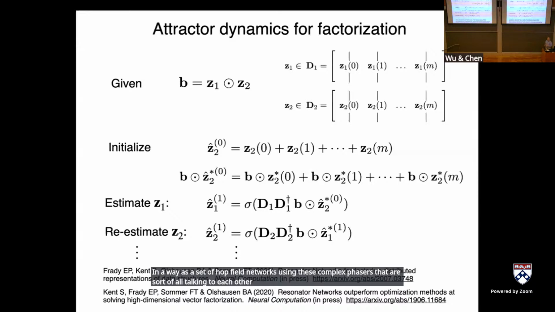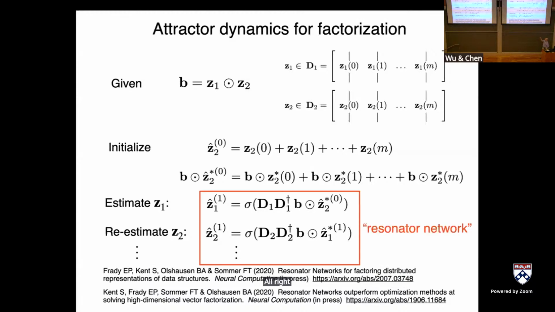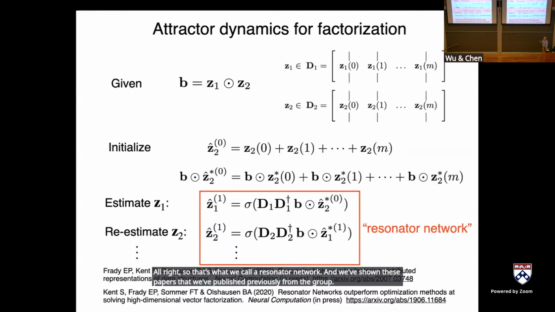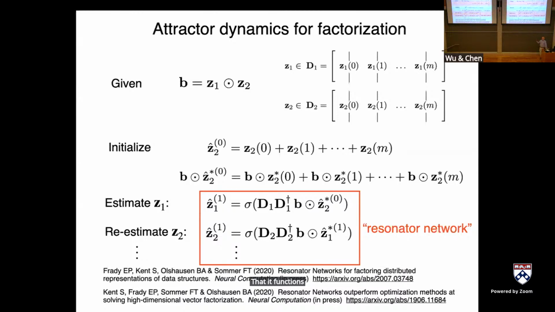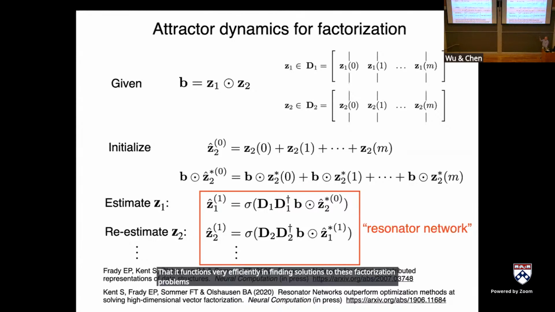through these multiplicative interactions. All right, so that's what we call a resonator network. And we've shown, in papers that we've published previously from the group, that it functions very efficiently in finding solutions to these factorization problems in relatively few iterations, maybe between 25 and 50 iterations or so typically, or even fewer in many cases.